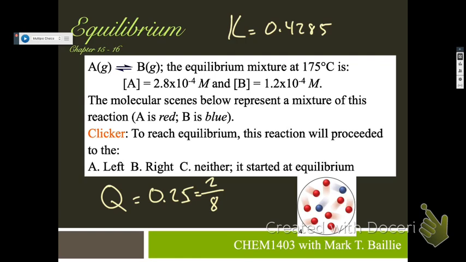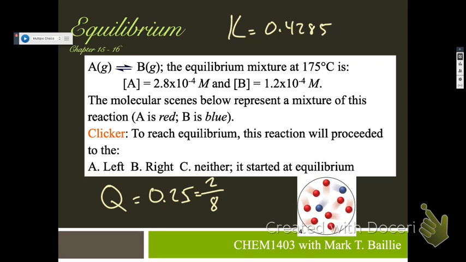So careful. We can say the reaction is product favored or reactant favored. It lies to the right or it lies to the left. That's different from to reach equilibrium, we have to proceed one direction or the other. Okay, so it's going to move to the right. I'll draw this in one second.